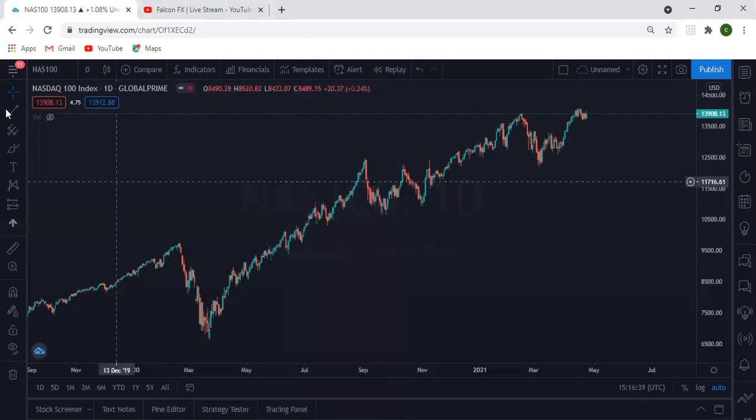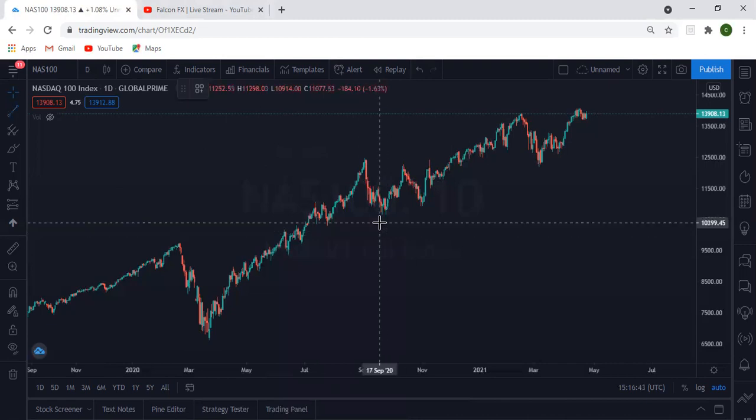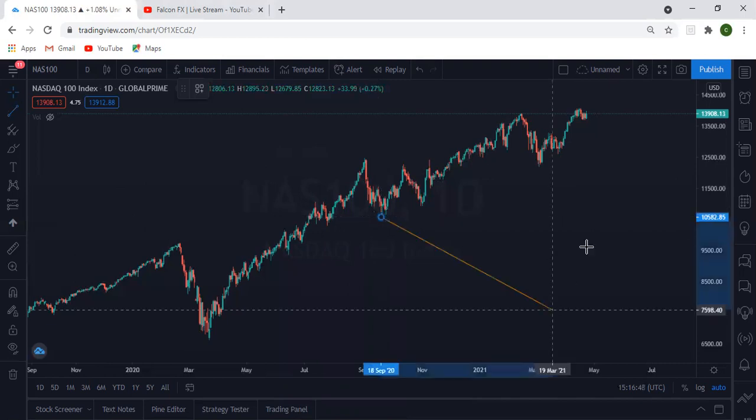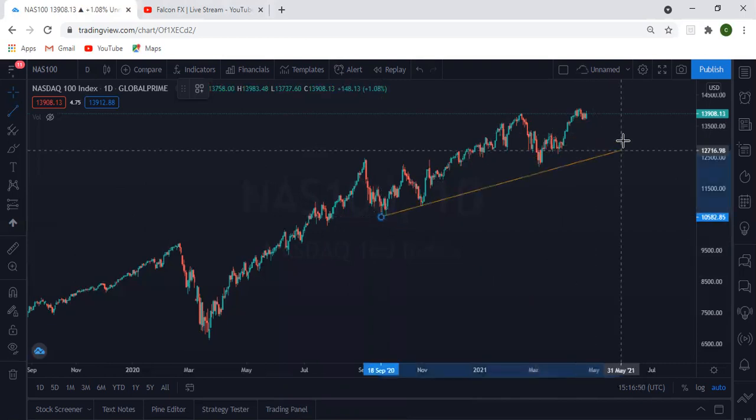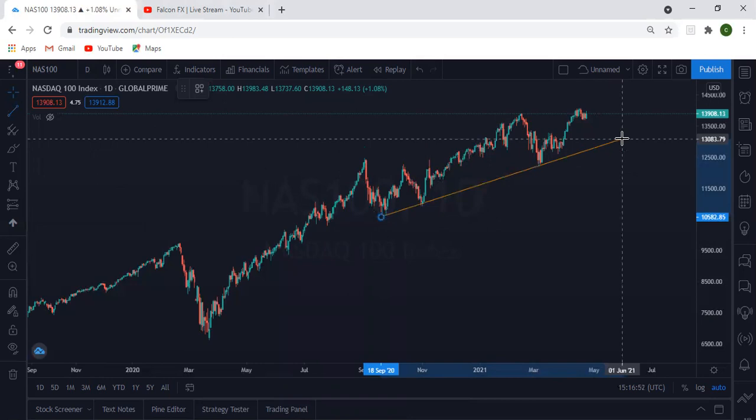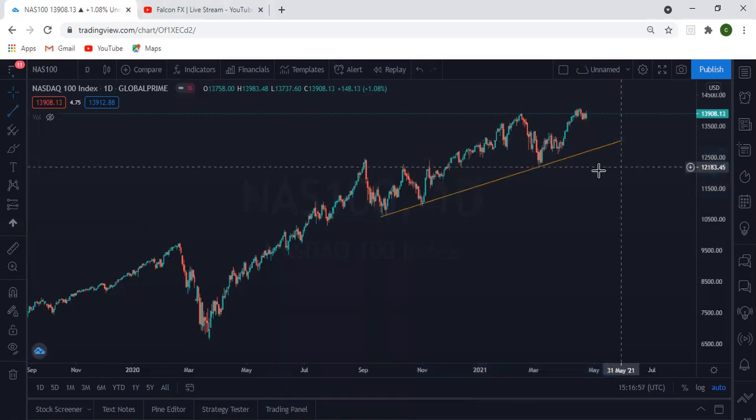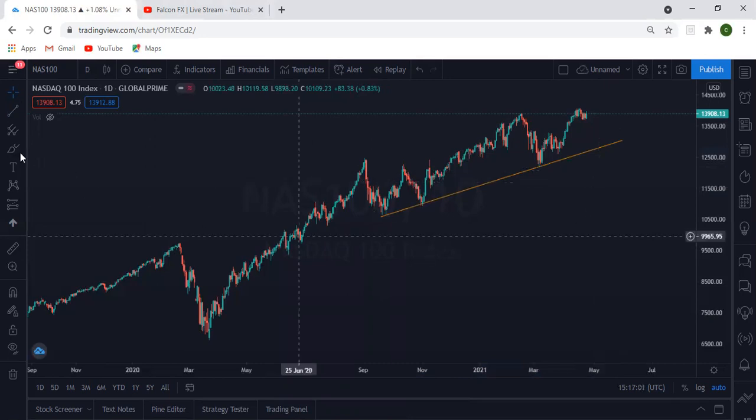You know that before we break it down to H4, we like to start off with a daily time frame. So let's take the trend line and adjust it to be something like this. As you see, what's happening on Nas100 is a bullish market. As you know, in the previous videos we talked about going bullish on Nas100.